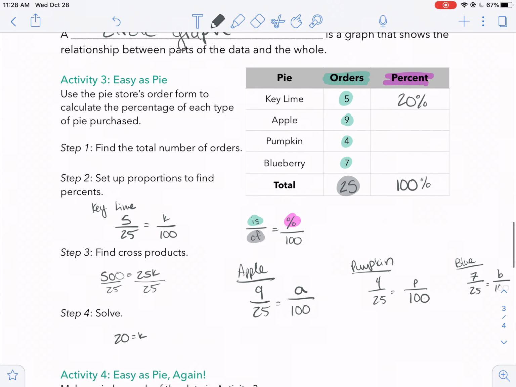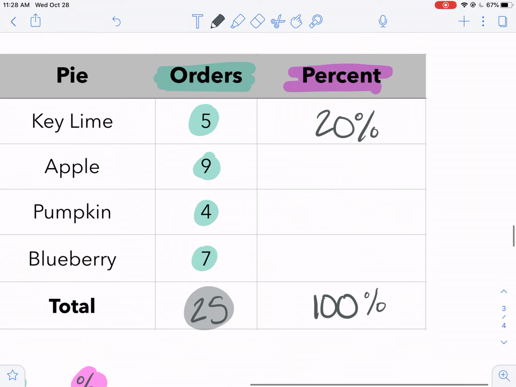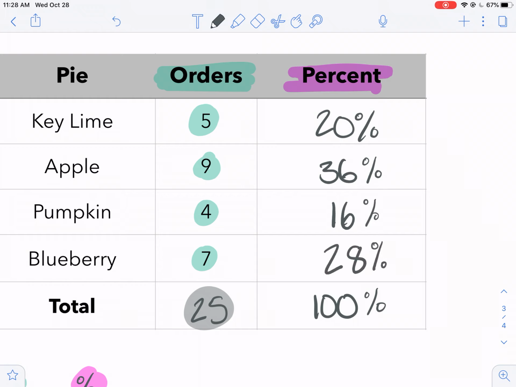How'd you do? For apple, did you get 36%? And pumpkin, 16%? And blueberry, 28%? We can check this by saying, okay, key lime and pumpkin, they're about the same. Are their percents about the same? I mean, yeah, they're close. Apple was our biggest. Does it have the biggest percent? It does. And then finally, we need to add up our percents to see did they actually add up to 100, and they do. So that is good.